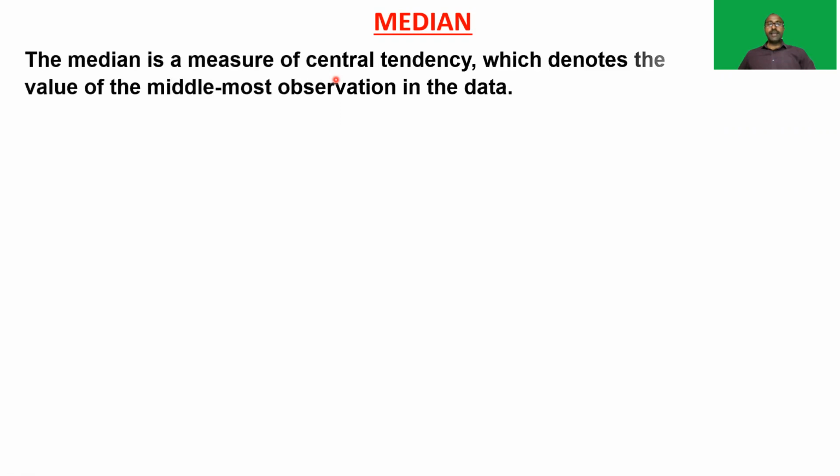The median is a measure of central tendency which denotes the value of the middlemost observation in the data. That is, in ungrouped data, by arranging the given observations in ascending or descending order, the middlemost value is the median of given observations.